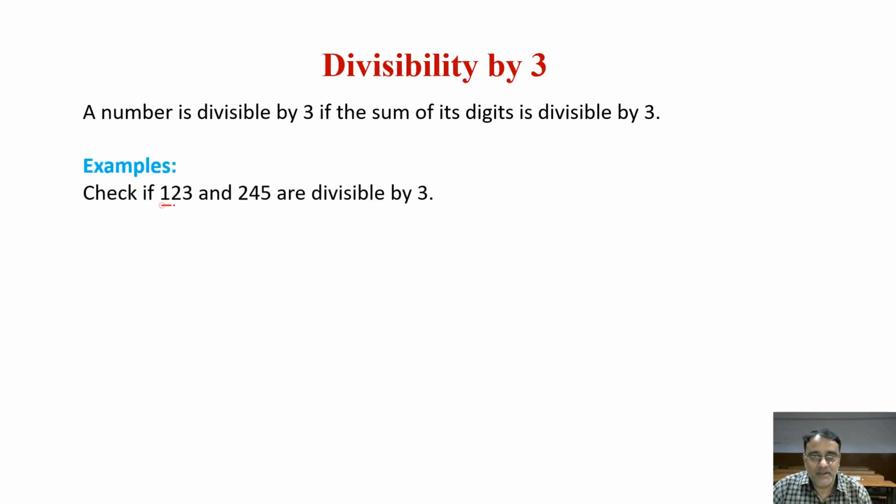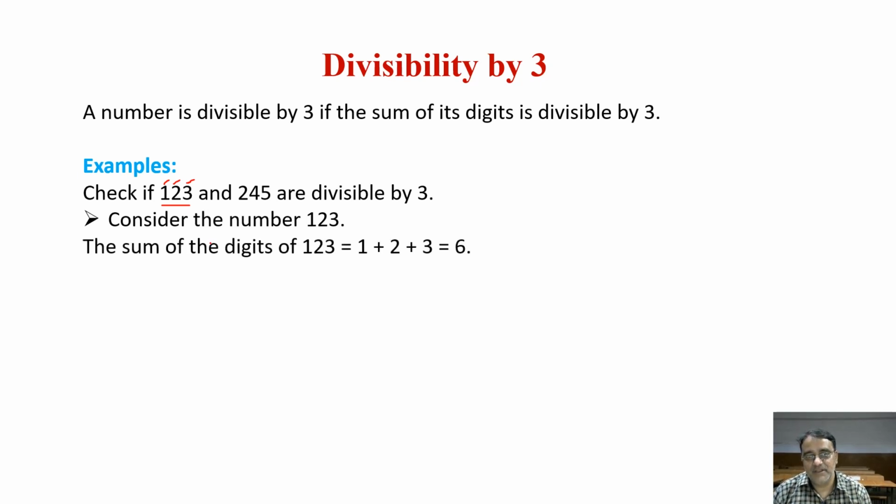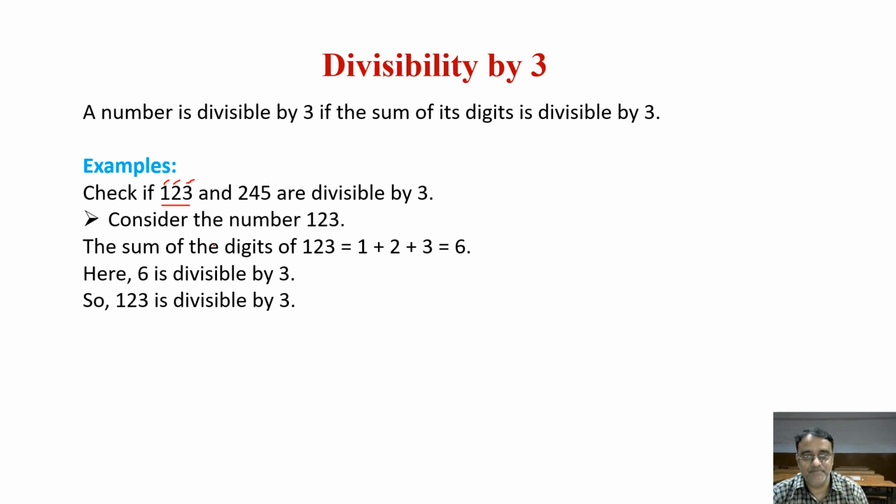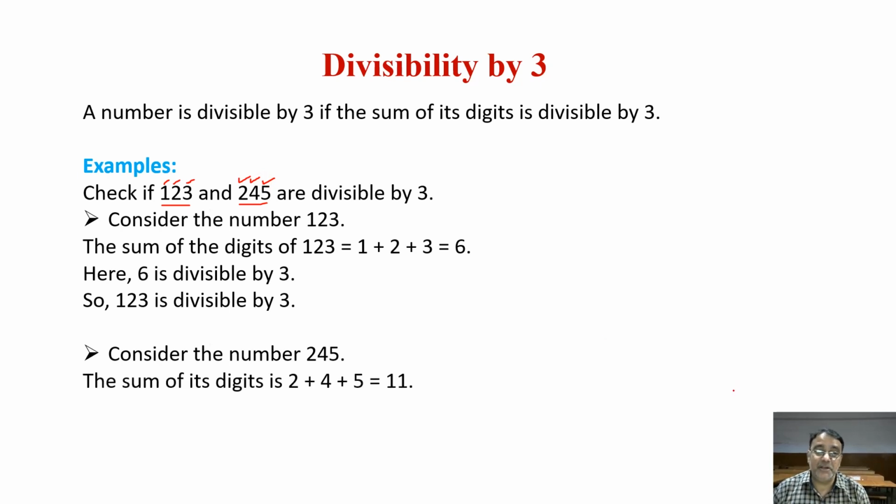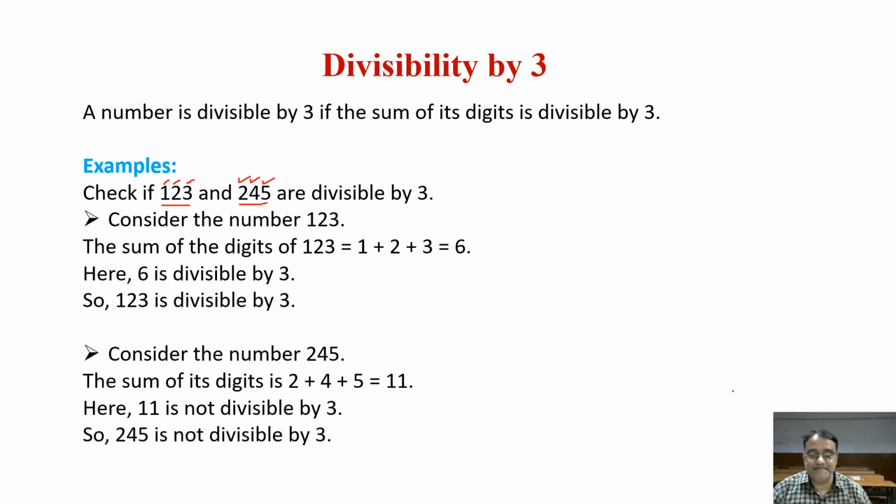123 first. 123 में देखो 1 plus 2 plus 3, 6 आ रहा है, and 6 is divisible by 3. 6 is divisible by 3, so therefore the number is also divisible by 3. So coming to the next number, 245, we will add all the digits, 2 plus 4 plus 5. So we are getting 11, and 11 is not divisible by 3. So the number is also not divisible by 3.